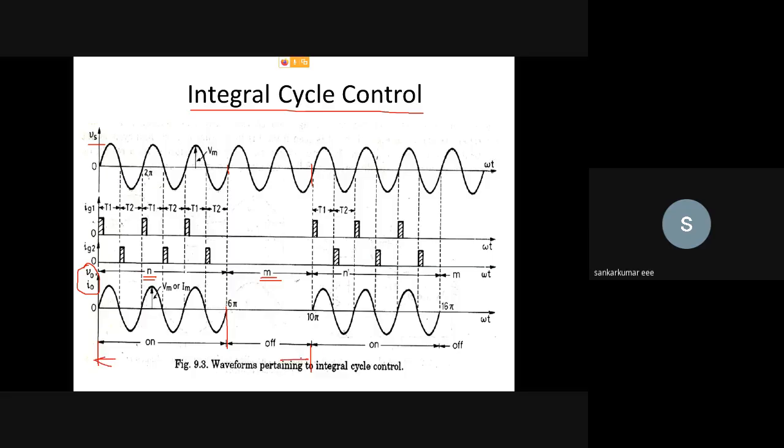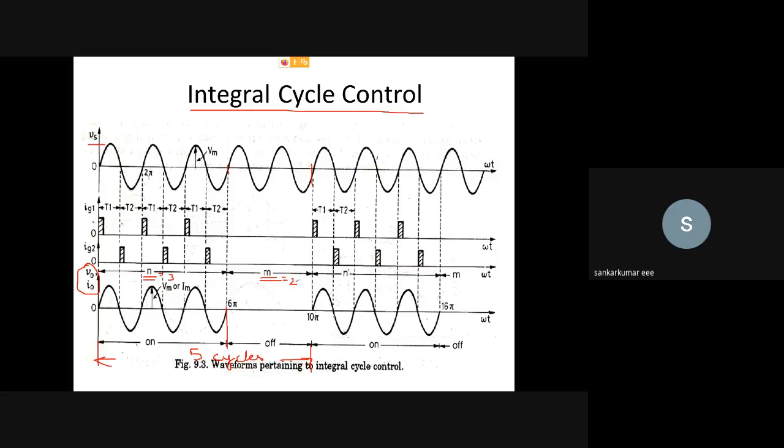That is 3 plus 2, 5 cycles will be the total time period. So out of 5 total cycles, we are turning on the AC voltage controllers for 3 cycles and turning off for 2 cycles. So N will be equal to 3 and M will be equal to 2. Out of 5 cycles, we are turning on the AC voltage controllers for 3 cycles and turning off the voltage controller for another 2 cycles.